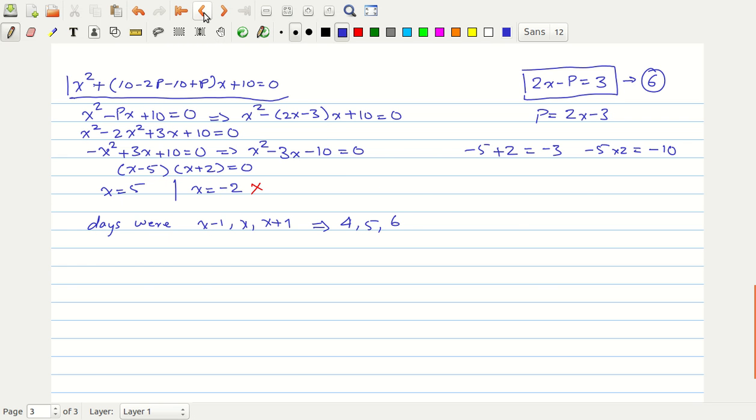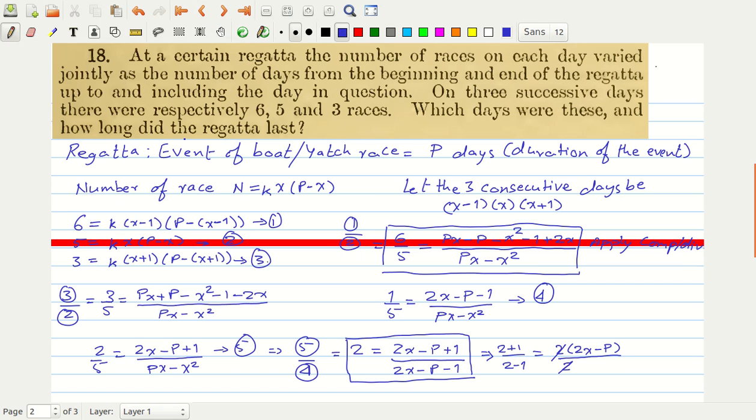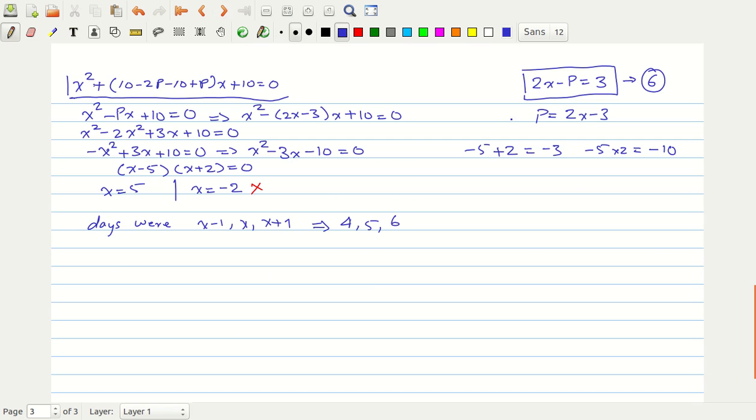Okay. What else we have to find? How long did the regatta last? Regatta lasted for p number of days. So, p is equal to 2x minus 3, which is 2 times 5 minus 3, 10 minus 3 is 7 days. So, the regatta lasted for 7 days.